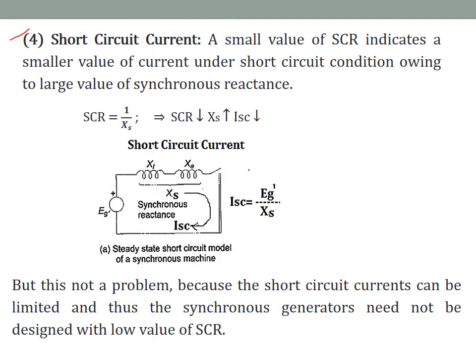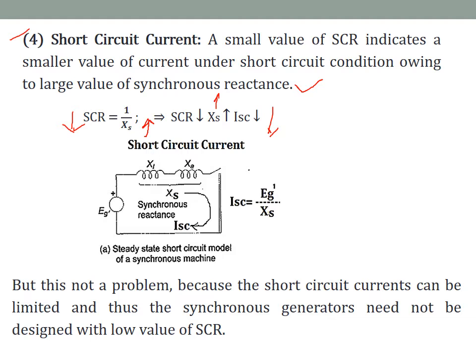Now coming to short circuit current. A small value of SCR indicates a smaller value of current under short circuit condition, owing to the large value of synchronous reactance. So if Xs is large, SCR will be less. When the short circuit ratio is less, Xs will be large. Then because of high Xs, the short circuit current will be low.